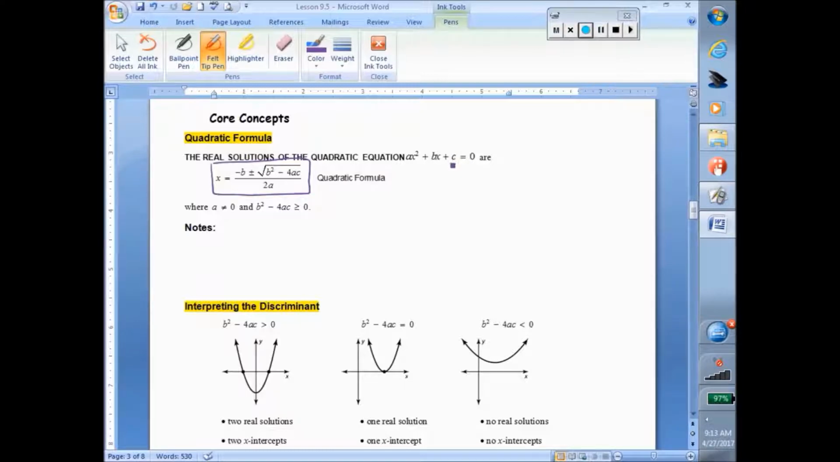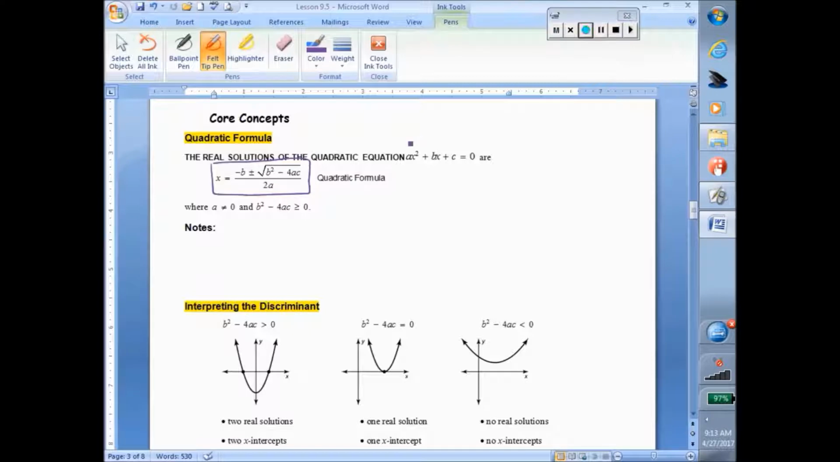In order to use the quadratic formula, our equation has to be set equal to 0. I know that's a little bit different than when we were completing the square, but now we have to make sure that our equation is equal to 0. If we take a look at the quadratic formula, we see we have some a's, b's, and c's that we have to substitute in for. We get the a's, b's, and c's from the coefficients of our quadratic equation.